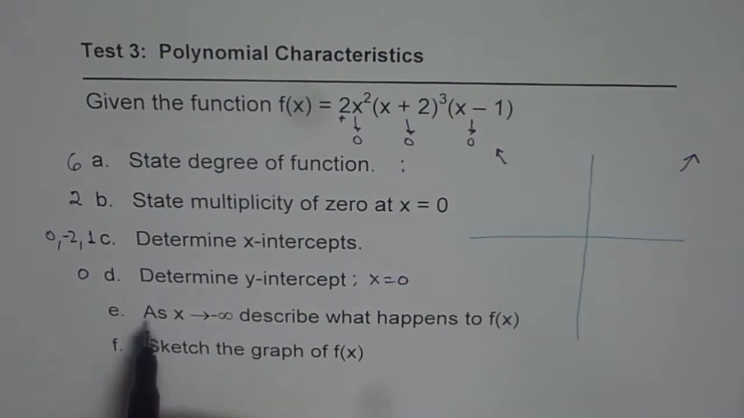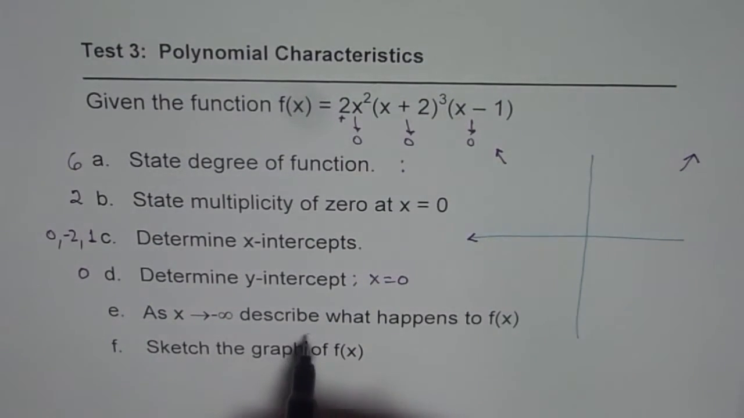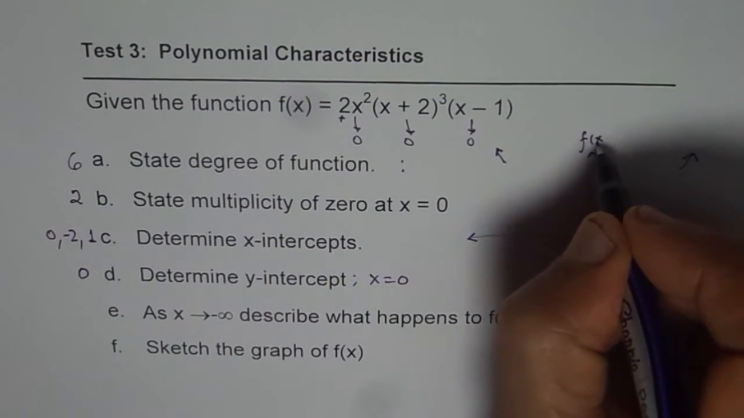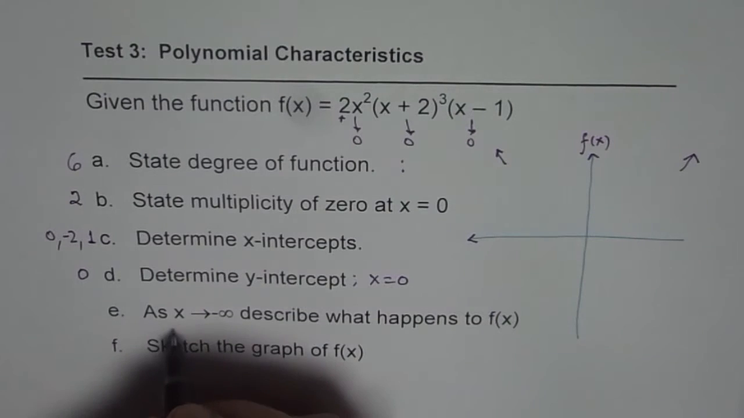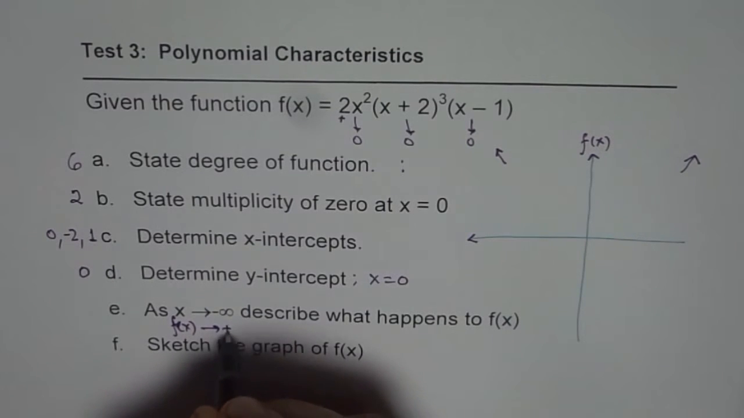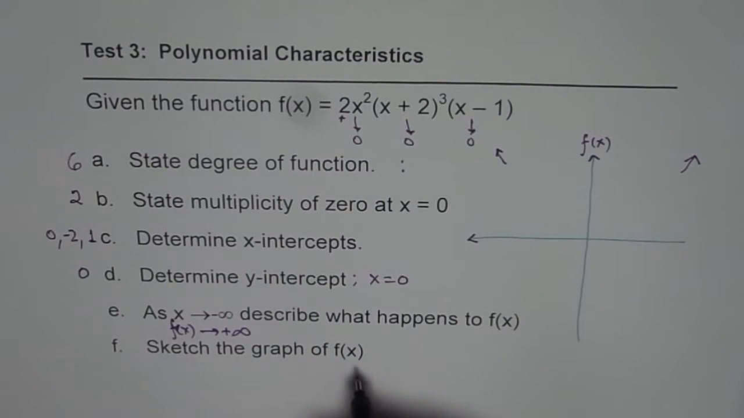So we can answer this as x approaches minus infinity. That means this is minus infinity. What happens to f of x? It approaches plus infinity. So we can write f of x approaches plus infinity. You can see that. Now let us sketch the graph.